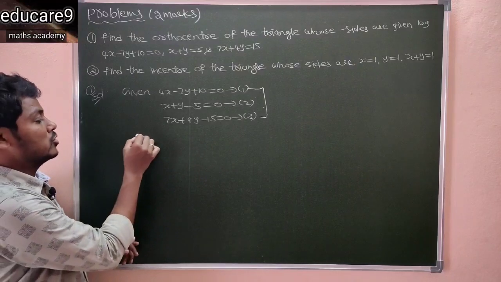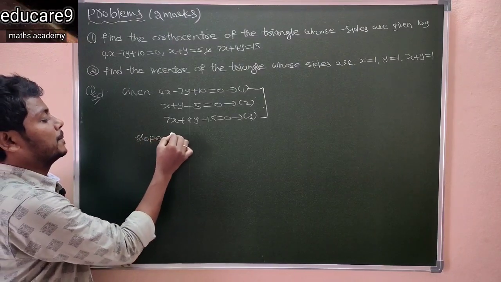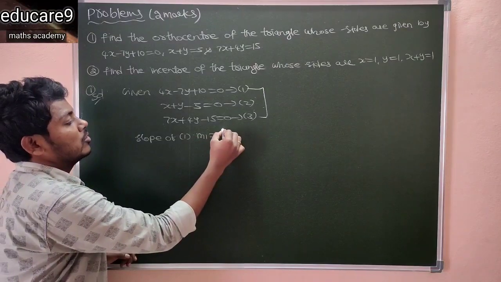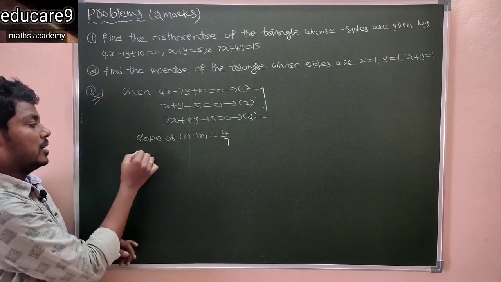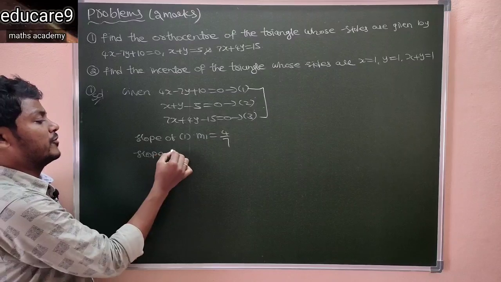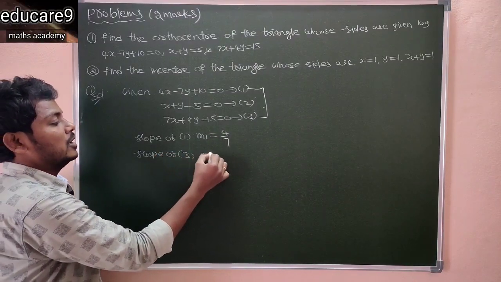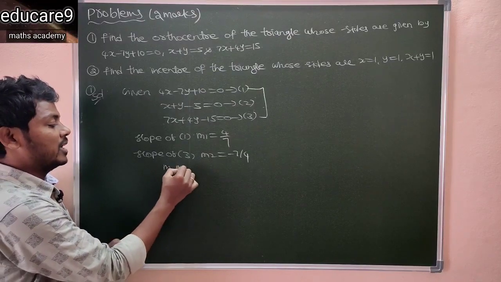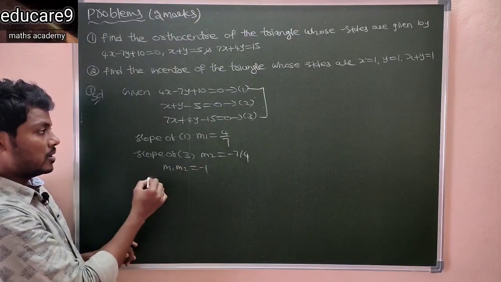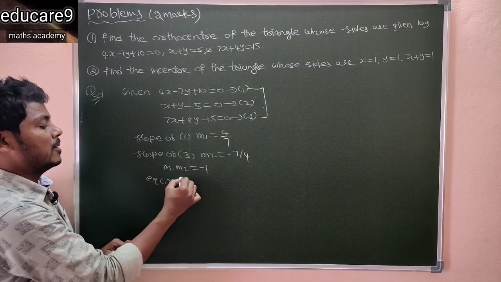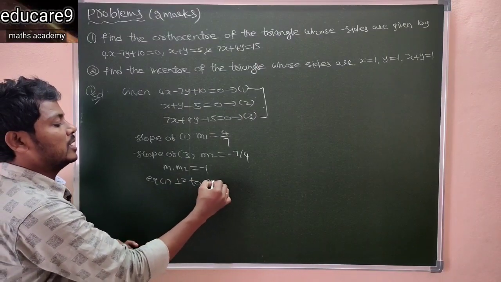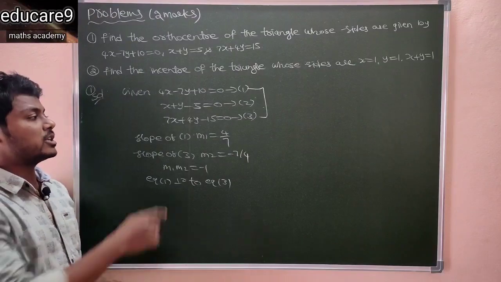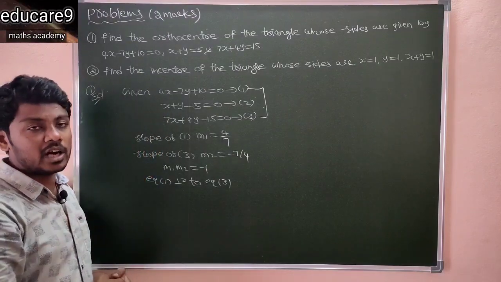See here, slope of 1, m1 is equal to 4 by 7, and slope of 3, m2 is equal to minus 7 by 4. So m1 m2 is minus 1. Therefore equation 1 is perpendicular to equation 3. Therefore the point of intersection of perpendicular lines is called the orthocenter.